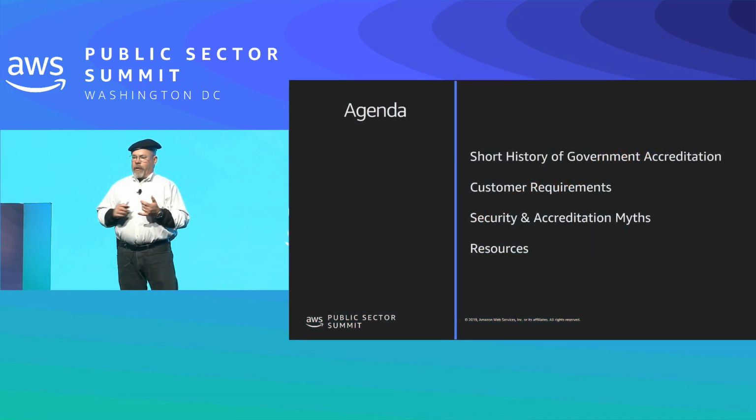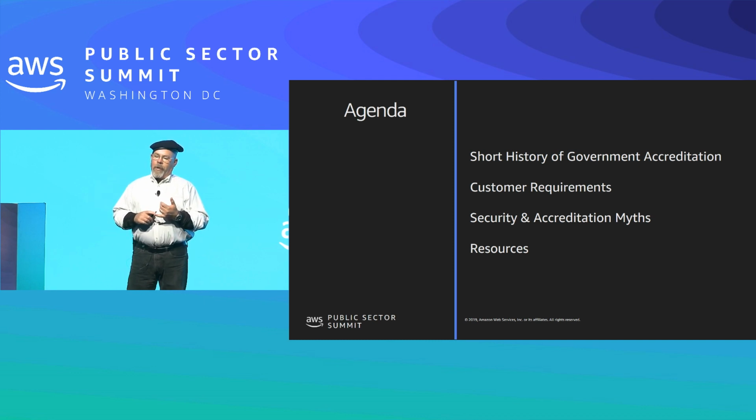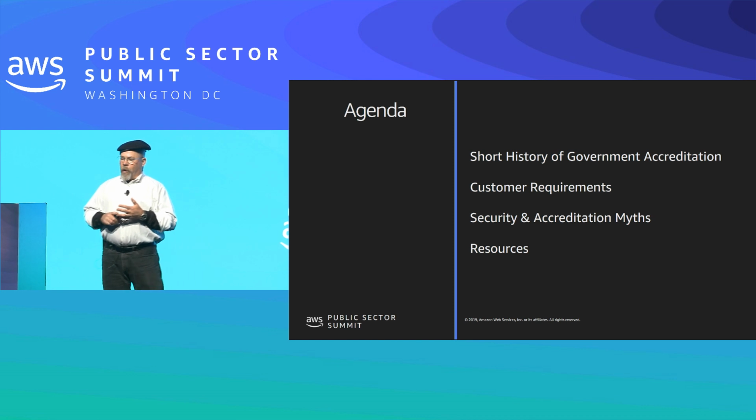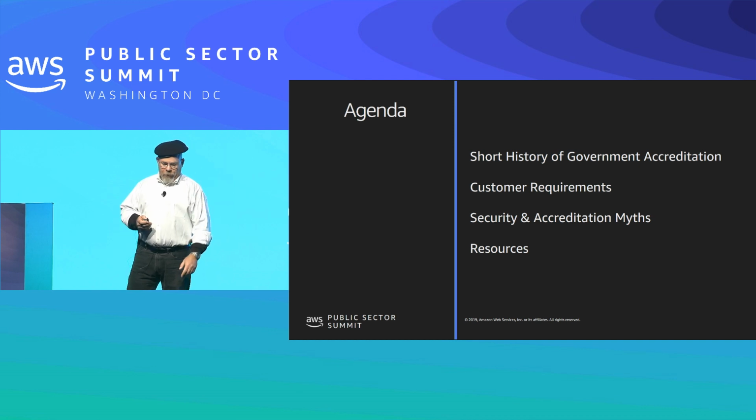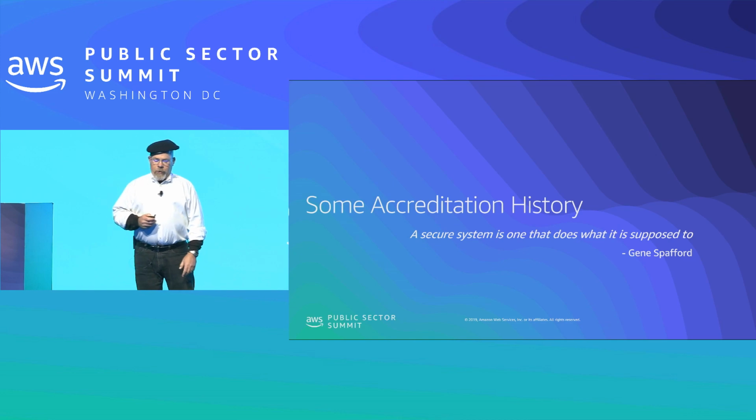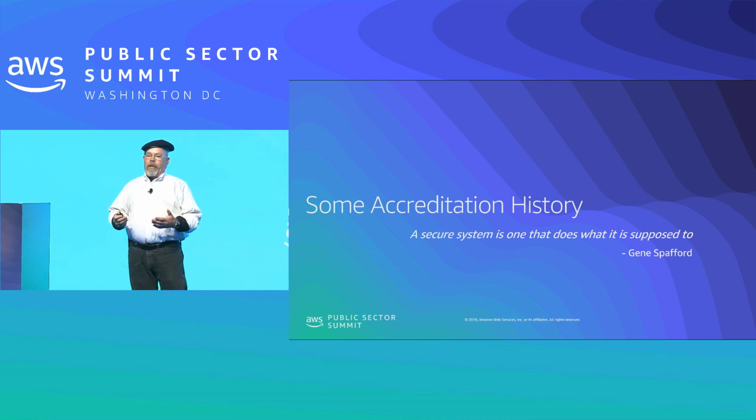So our agenda today is we're going to give a little bit of history of accreditation specific to the federal government, but it also impacts other areas as well. Talk about some of the customer requirements, talk about security and accreditation myths, and then provide you some resources. Certainly can share all these resources with you afterwards. Happy to share cards outside or at the end of the presentation. Okay, so a little bit of history of the accreditation process.